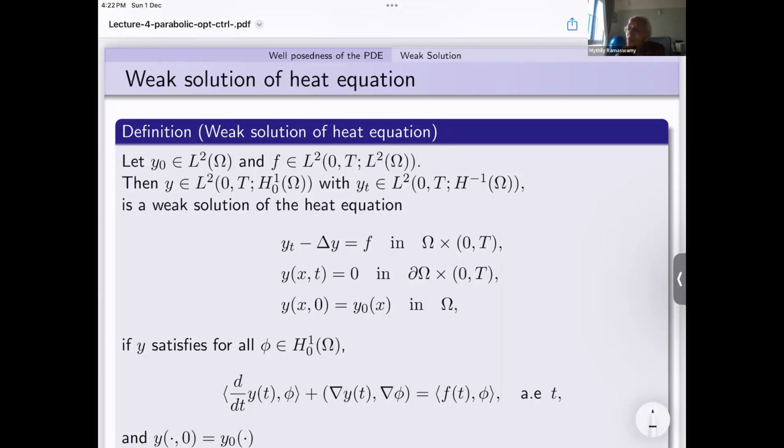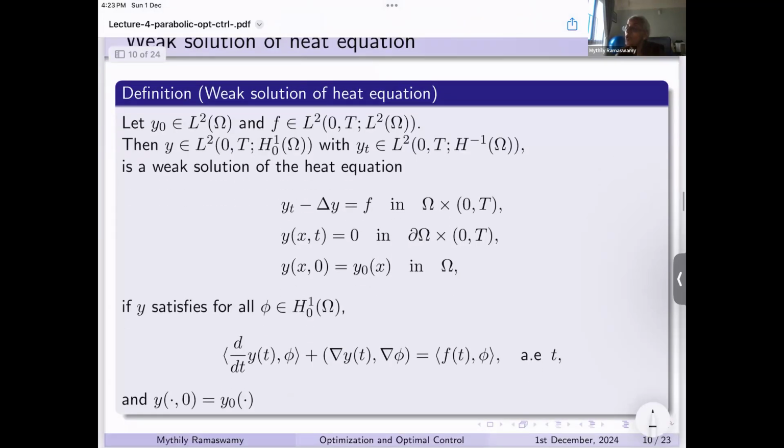So what does it mean? For each t, my solution y(t) as a function of x will be an element of H1_0 of omega. And what about the time derivative y_t? For each t, it will be an element of H^-1 of omega. Who is H^-1? It is the dual space of H1_0 of omega. These are not needed, but just in case you want to later on pick it up, this will help. This is a weak solution of the problem.